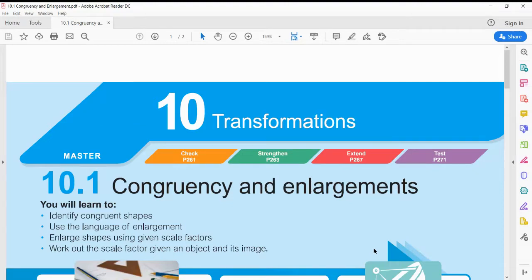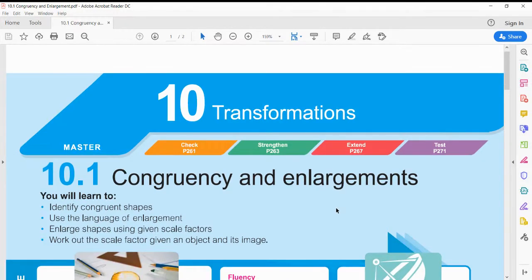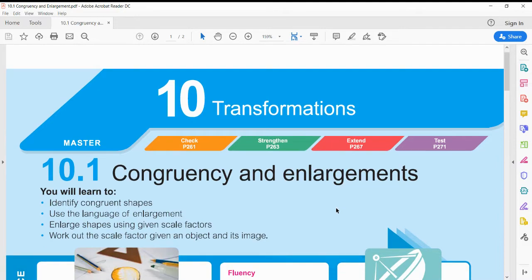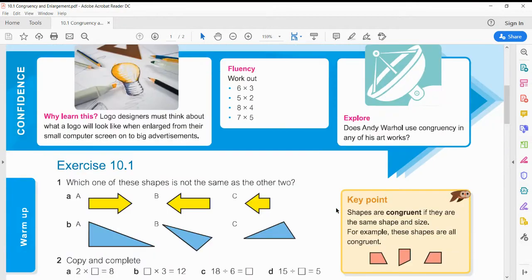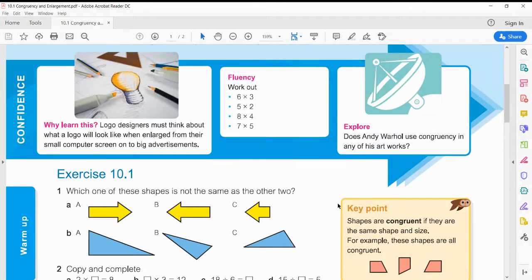This is the review of the exercise you set last week, congruency and enlargements. So I'm just going to talk you through the questions, how you should approach them, and also I'll attach the answers to let you know what's going on. So, as always, you've got the confidence things. Have a look at those.